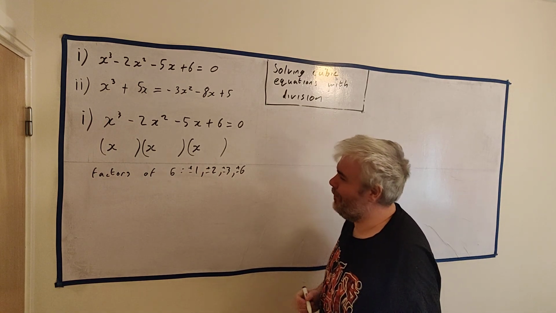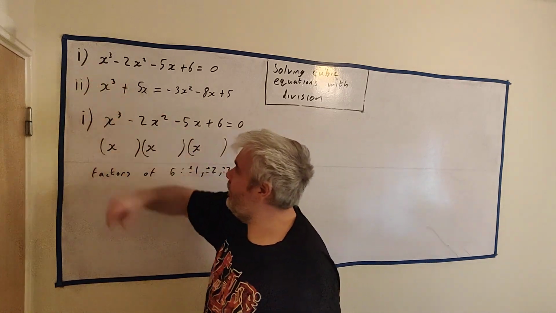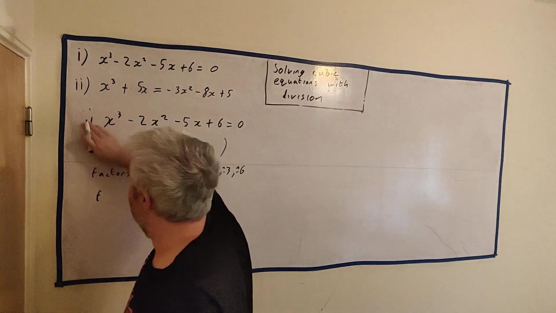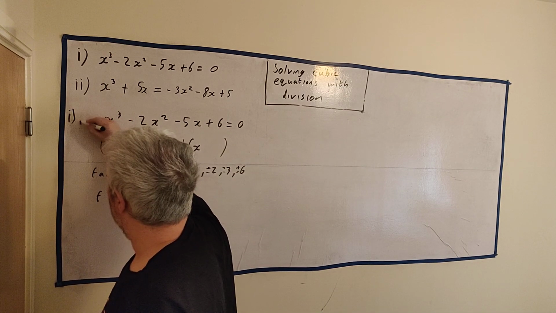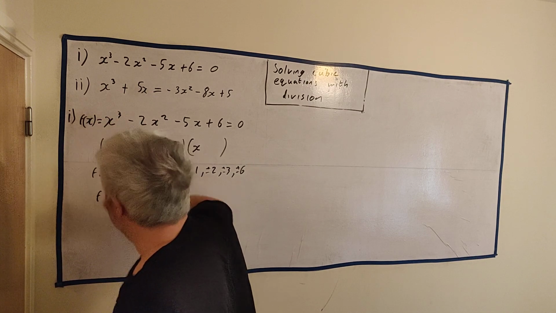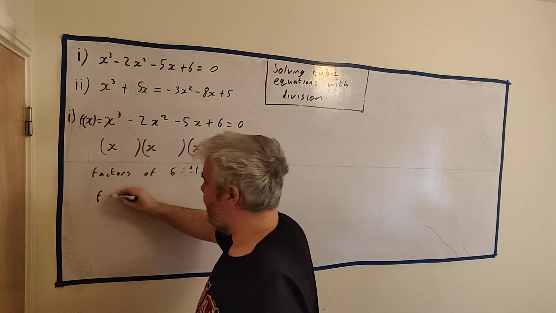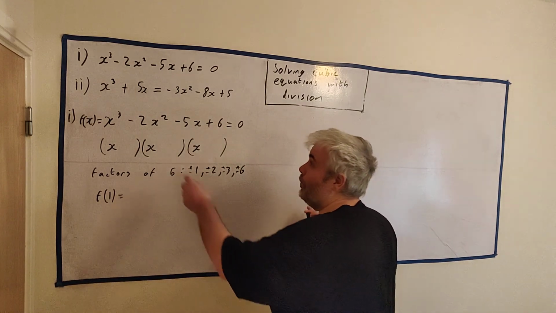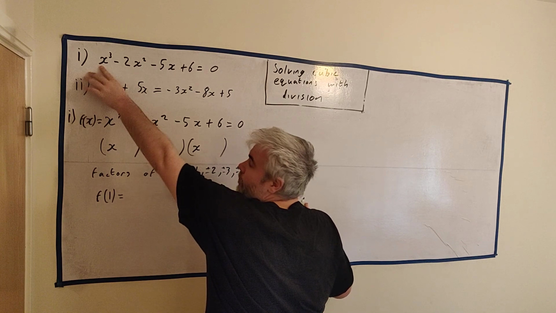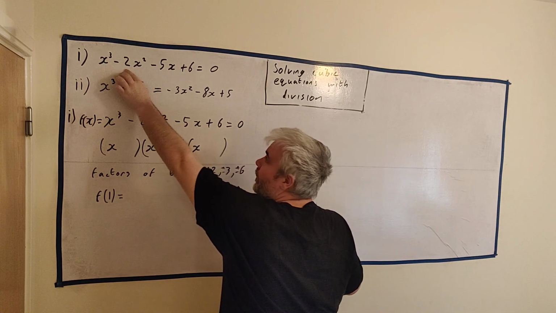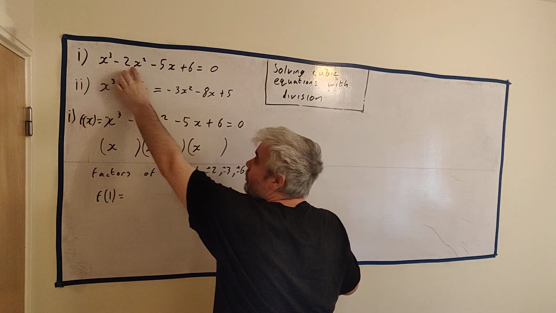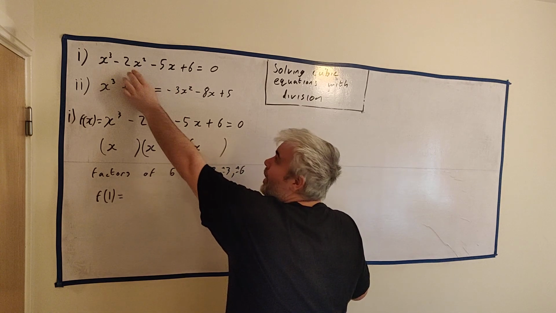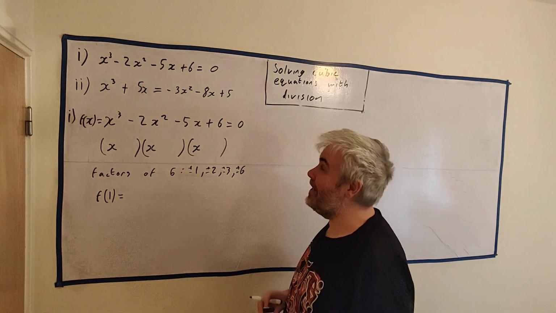So let's just test some of them out. Let's just put some of them in here. Let's write f(x) equals this. Let's test some ones. Let's test f(1). What does that equal? We just put 1 in. 1 times 1 times 1 is 1. 1 times 1 times 2 is 2. 1 minus 2, so we're at minus 1. 1 times 5 is 5. Minus 1 minus 5 is minus 6.